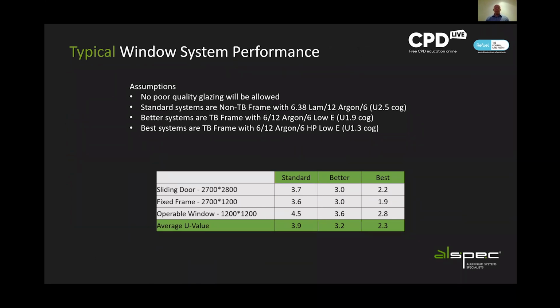Now, I'm trying to take an average U value. So I've taken 3 types of window door systems and averaged out the U values for them. The standard system is non-thermally broken with decent glass. It's not poor glass. I'm not assuming that people are going to use poor glass anymore. There's going to be no single glazed, standard frame systems being used in most commercial. The better systems are thermally broken with a good glass. The best systems are a thermally broken frame with a high performance glass. So you're looking at low E coats, center of glass U value of 1.3. So the 3 U values I'm looking at are 3.9, 3.2, and 2.3 for the various window systems. And as I say, I'm calling them standard, better, and best.